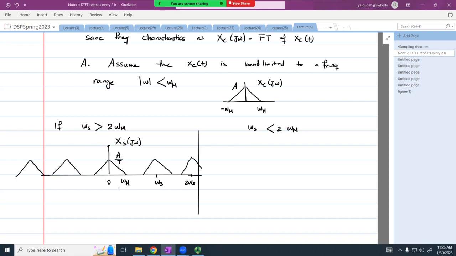Excellent. This frequency is omega s minus omega m. Agree? This distance is omega m. If this is omega s, what is this going to be? Omega s minus omega m. Together? Okay, so if omega s is greater than twice omega m, what does that mean?